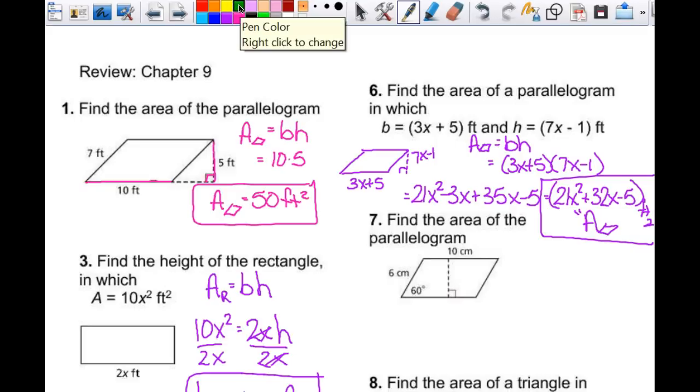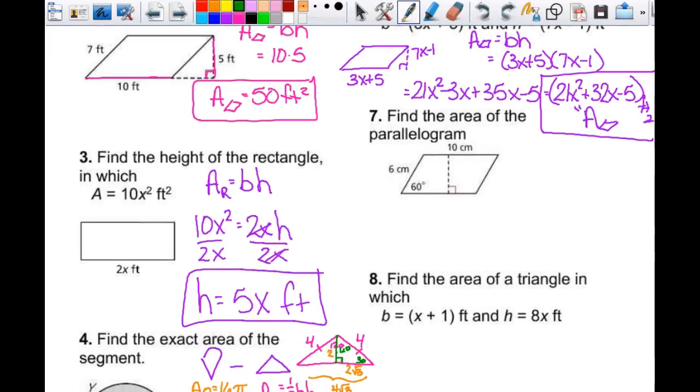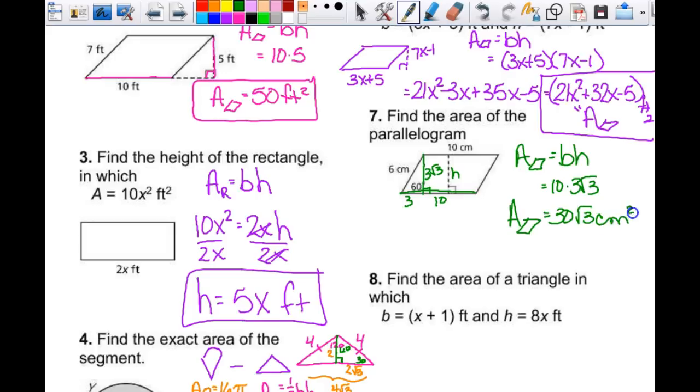All right, now we're going to find the area of this parallelogram. Formula is still base times height, right? So I know the base, it's 10. This is the height. I don't know what that is, but if I move that over here, then this is a 30, 60, 90 triangle. If this is 6, then this will be 3, so the height is 3 square root of 3. It's going to give me 10 times 3 square root of 3, so the area of the parallelogram is equal to 30 square root of 3 centimeters squared.